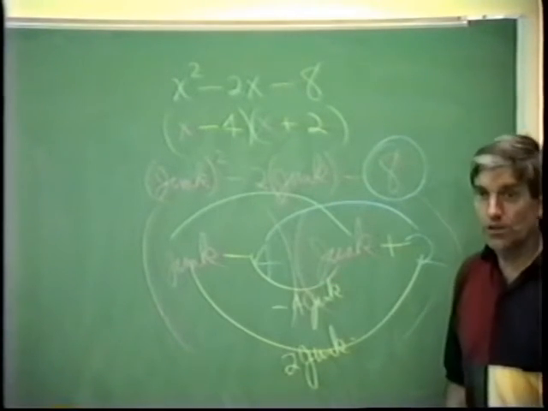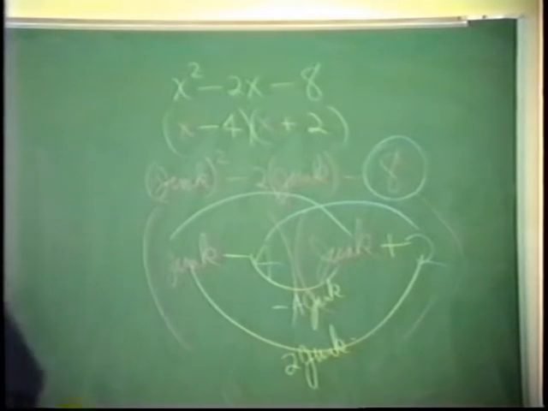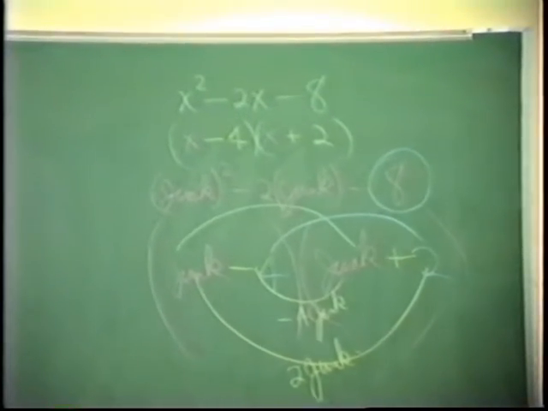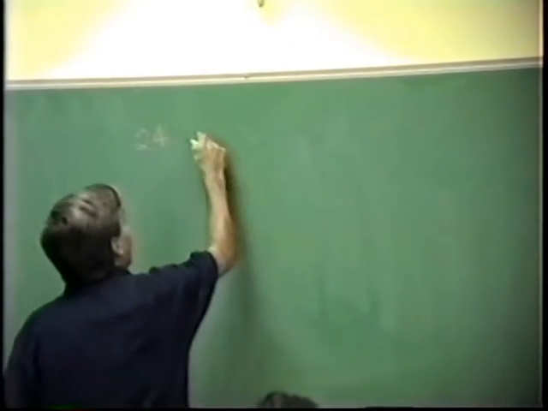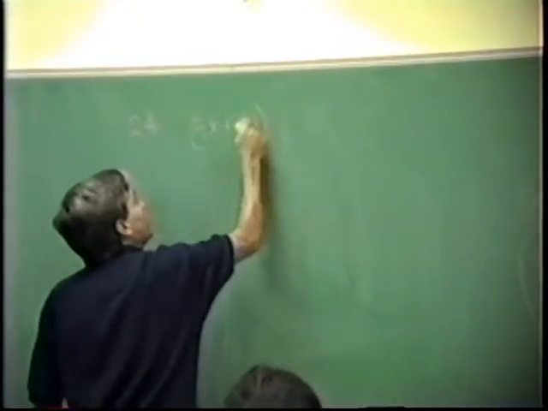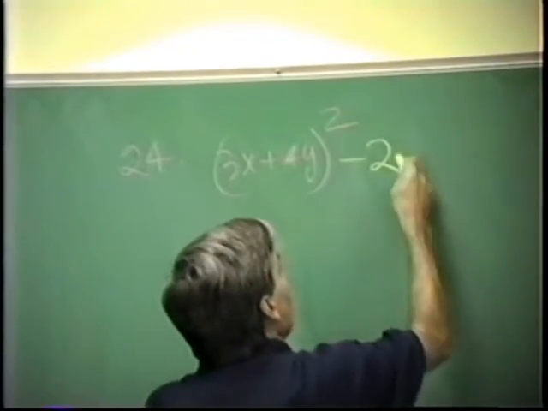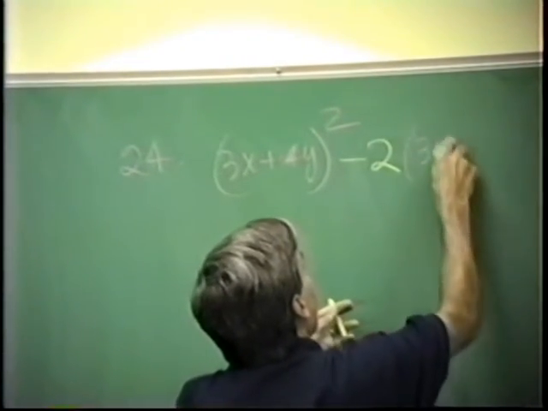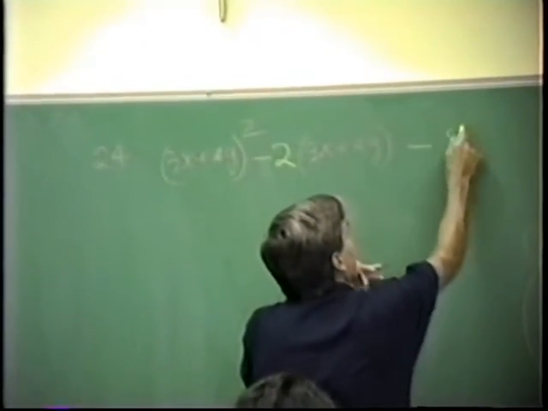You see that work? Now, having done that one, now let's take a look at number 24. And if you can do number 24, this is a critical point in this assignment. Number 24. Because the problem in number 24 says 3x plus 4y, the quantity squared, then it says minus 2 times the quantity 3x plus 4y, and then it says minus 8.